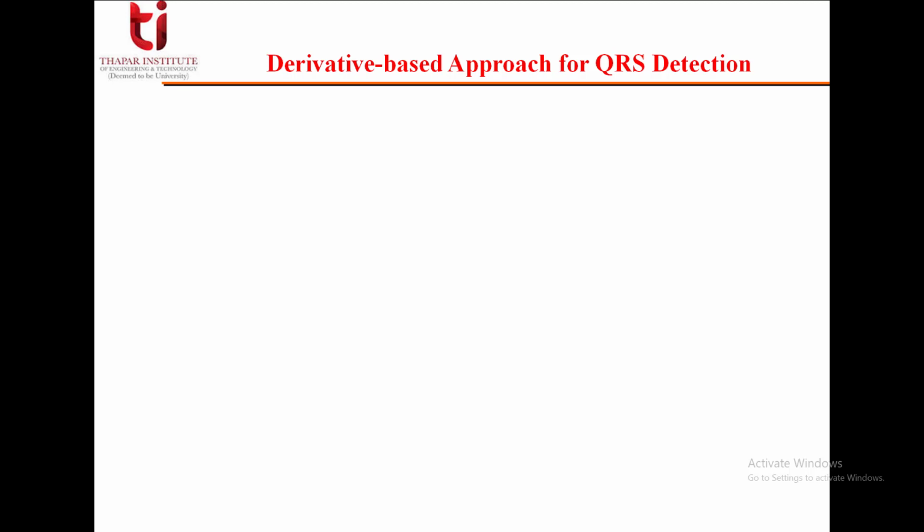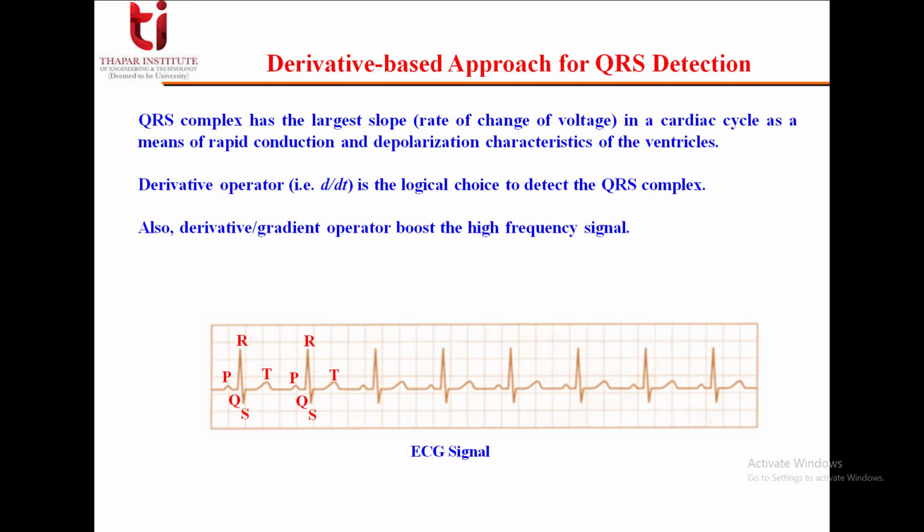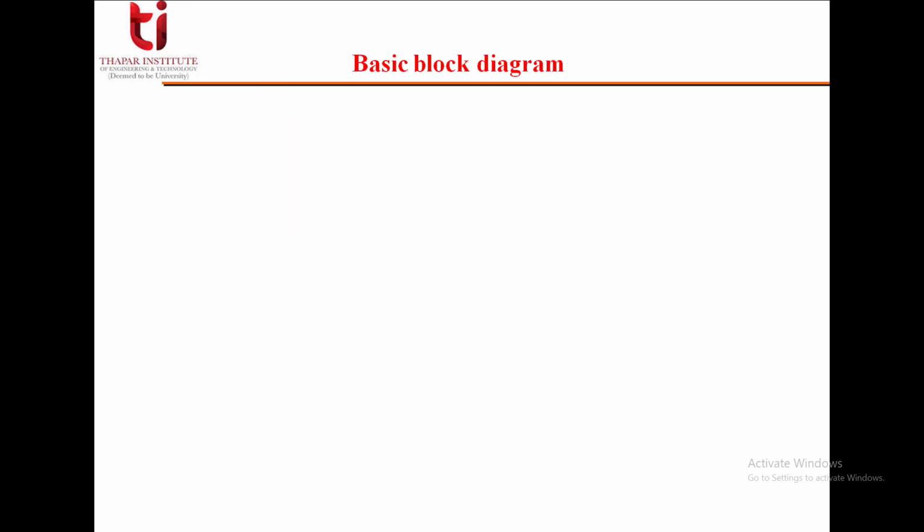Now let's see how this derivative based approach can be used for QRS detection. The QRS complex has the largest slope, that is the rate of change of voltage, in a cardiac cycle, as a means of rapid conduction and depolarization characteristics of the ventricles. So the derivative operator is the logical choice to detect the QRS complexes. Also, the derivative or gradient operator boosts the high frequency signal, and it is also sensitive to noise.